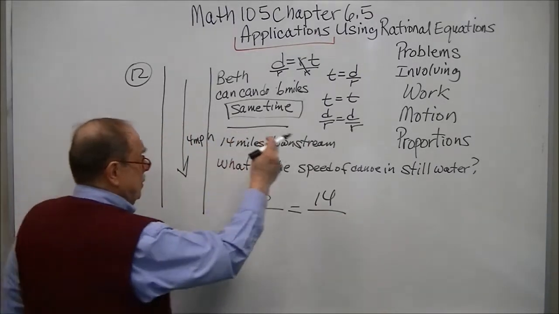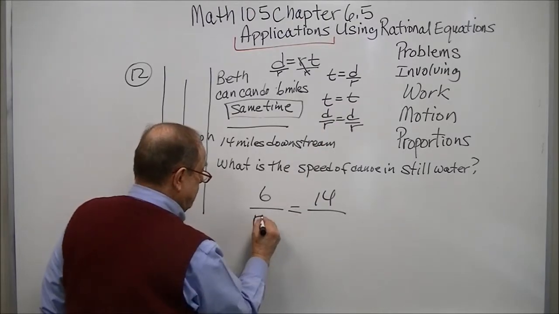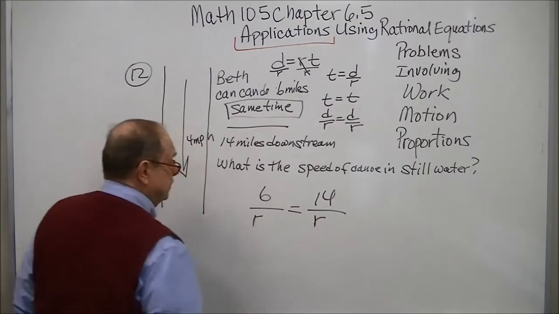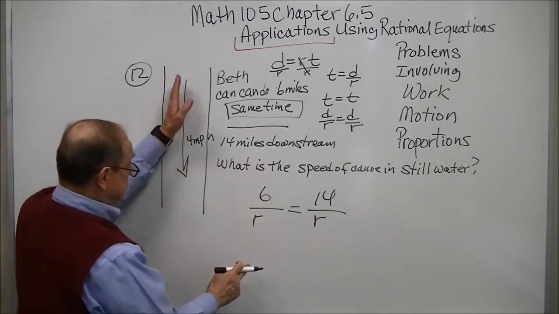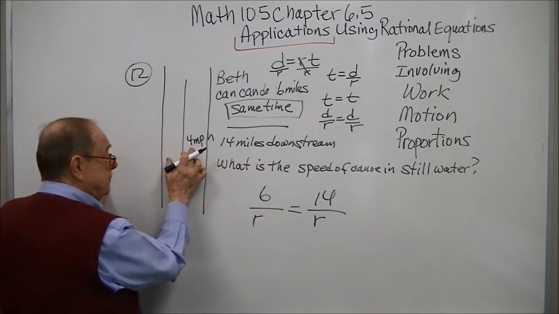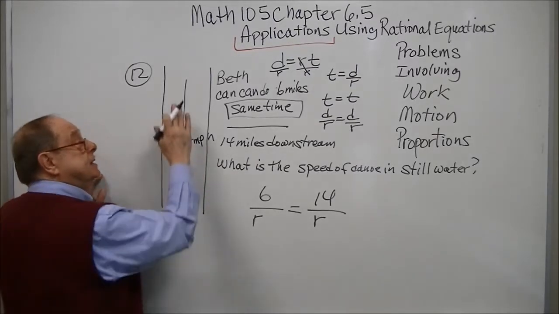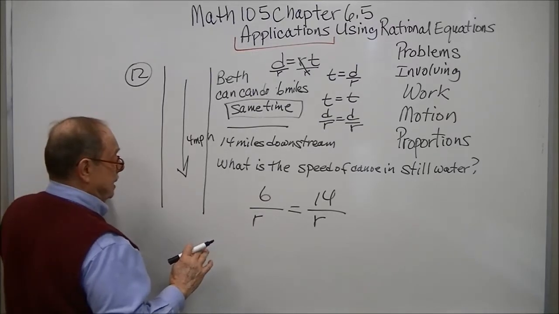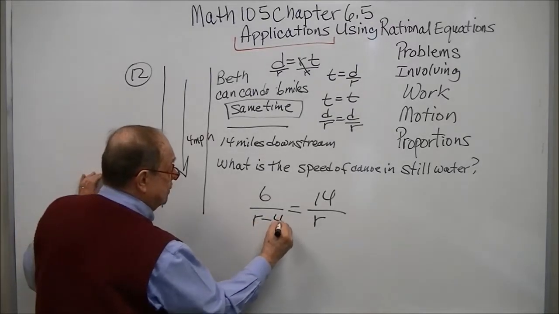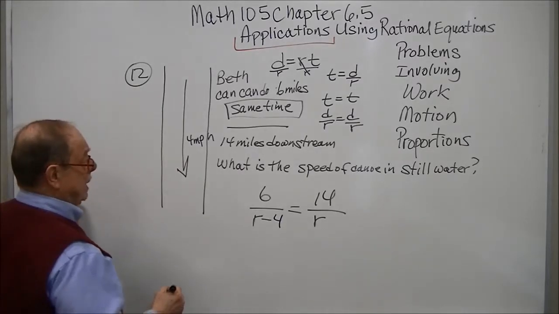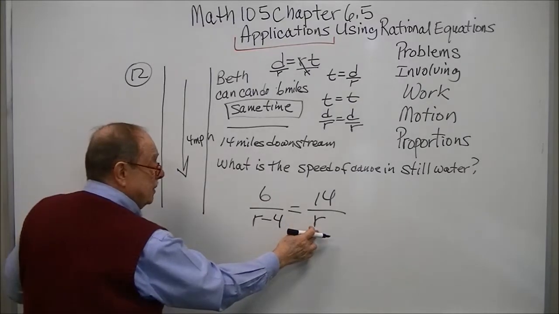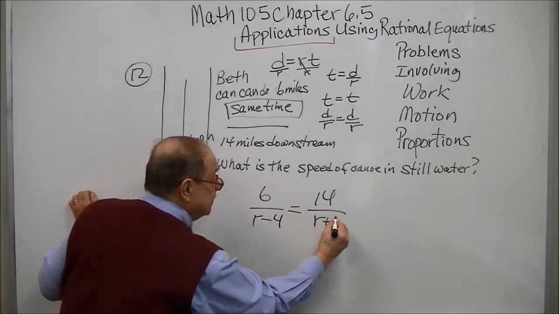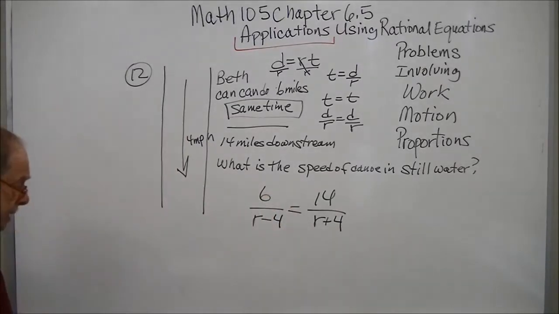Now, what we don't know is the rate, and that's the same on both. But here, we know that going upstream, your rate is affected because you're going against the current. So this is going to be R minus 4. And then going downstream, your rate is going to be influenced because you're going with the current. And there is your formula.